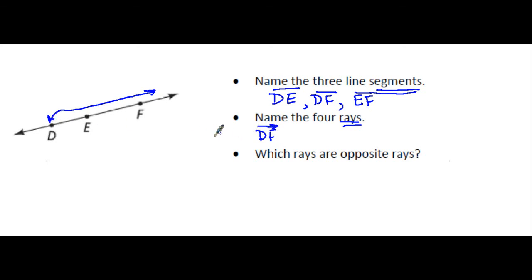Now you could also use DE. I could have used from here to here, and then that goes on forever from here. So this would have been a ray right here, so I could also use DE as an example. Now there's more examples here. It doesn't have to be that way. You could also switch it around. You can use point F, and then E, and then it goes on beyond E. So I could have used FE.